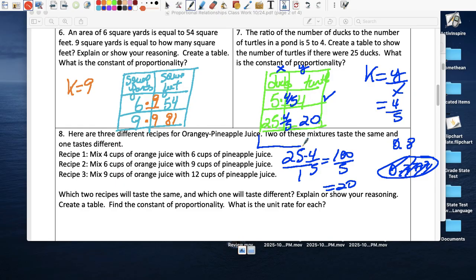If you want to add one more line and put a 1 over here, that means that if I had 1 duck and I multiplied that by 4 over 5, I would get 4/5 of a duck, not a full duck. Okay.